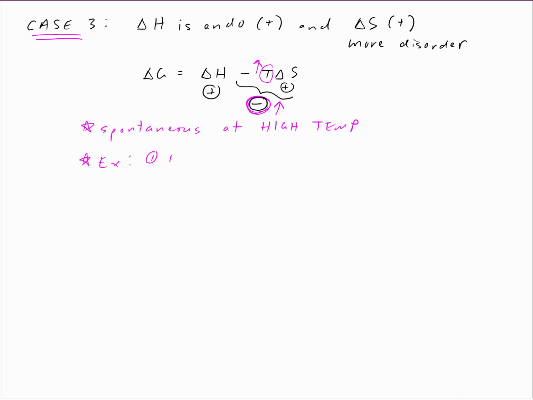like a phase change where more disorder is created, but it's endo. It requires heat to go in. So heat has to go in here for that to happen, or when a liquid is being boiled. Again, heat has to go in, so we have endo, but it's creating more disorder over here as a gas.